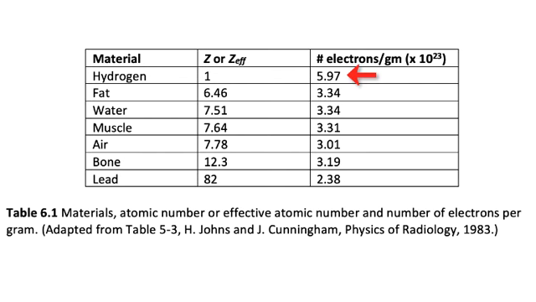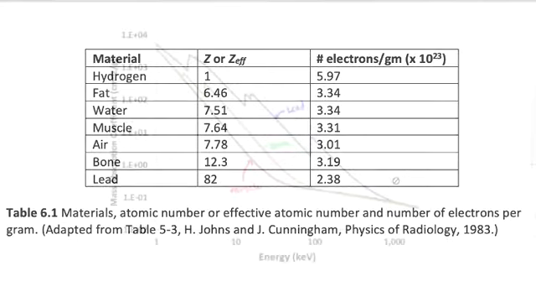And then on the other end, you have these high Z materials. And the example shown here is lead. They have slightly fewer electrons per unit gram. And that's because these high Z elements, as you recall, tend to be more neutron-rich, which means they will end up having fewer electrons per unit gram. So these patterns are going to explain the Z dependence of Compton scattering.